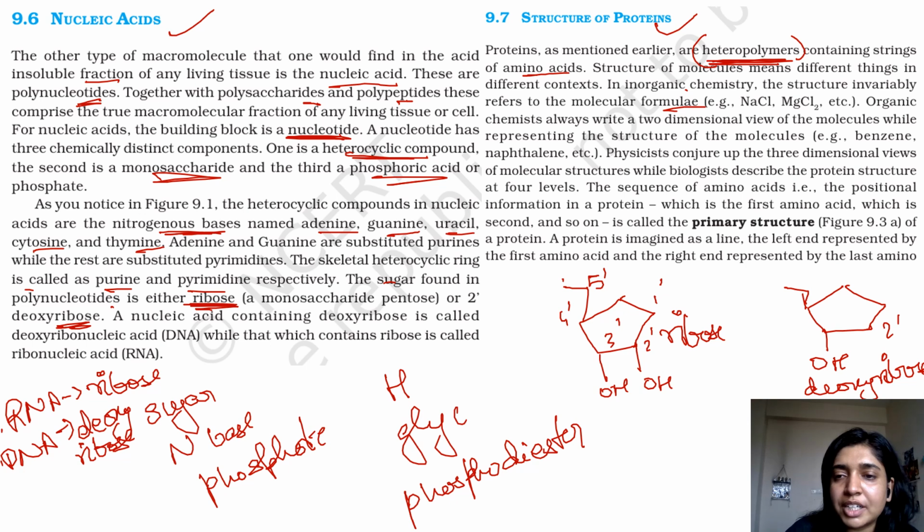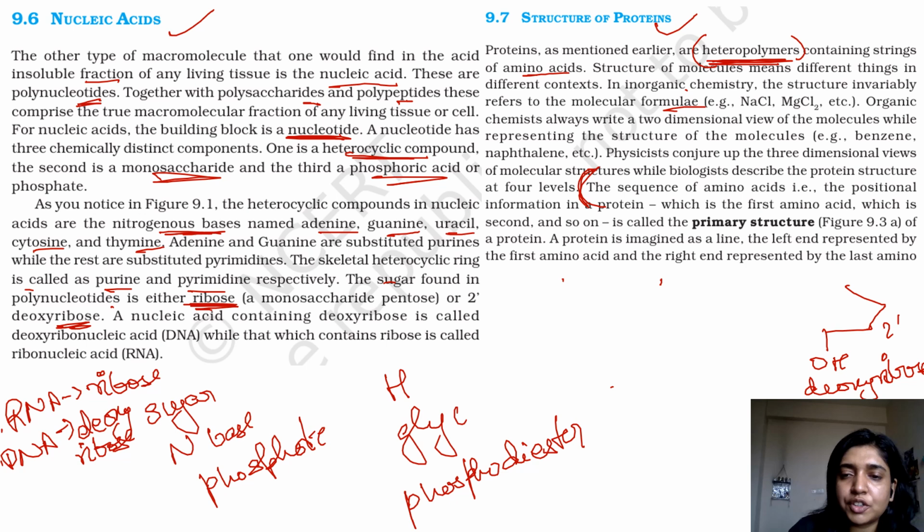The sequence of amino acids, that is the positional information in a protein, which is the first amino acid, which is second, and so on, is the primary structure of a protein. Okay, this whole line is important. Questions have come from this whole line. So let me just first rub some of this off so I have some space for writing more.